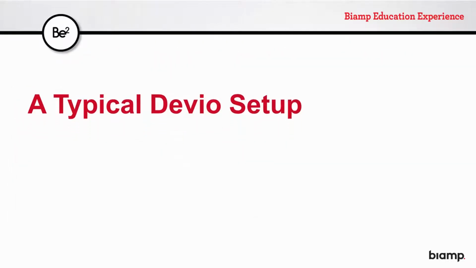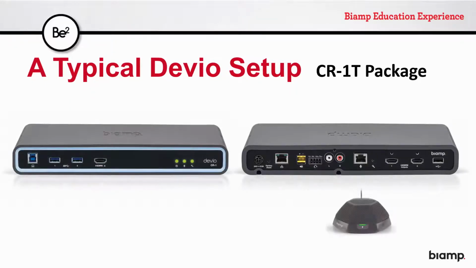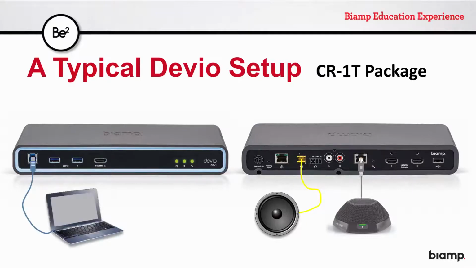A standard Devio setup is the CR1T package, which includes the CR1 and the DTM1 microphone. You provide the additional AV hardware of your choice, for instance, an external speaker, and your computer connected via a single USB connection. Power everything up, connect your computer to the internet, and you're all set up for audio conferencing.